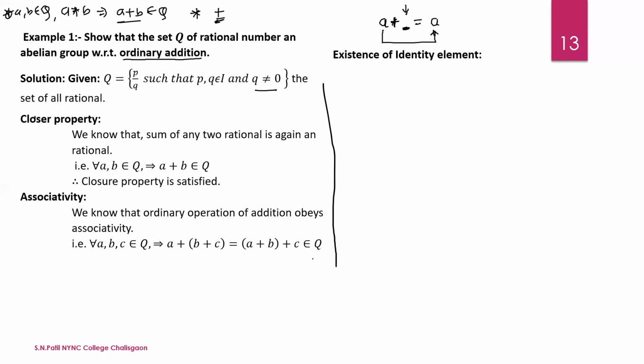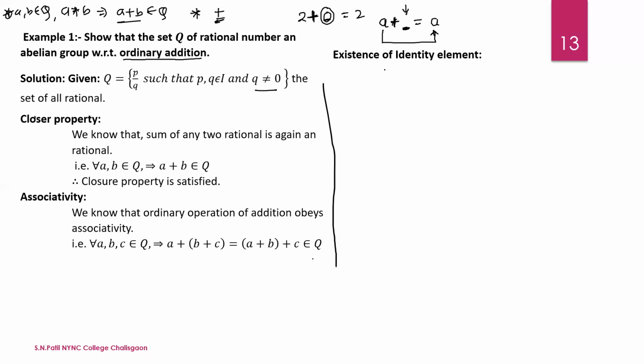Particularly, suppose I am taking 2 here. 2 is a rational number and the operation is plus. So what is the number such that 2 plus the number is equal to 2, which is the identity element? So that is 0. So 2 plus 0 is equal to 2 under the addition operation.